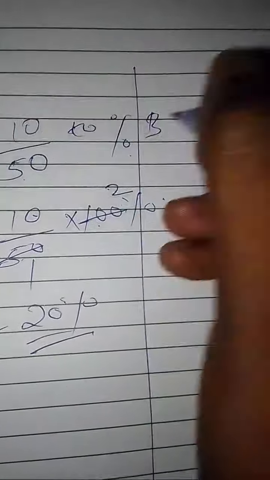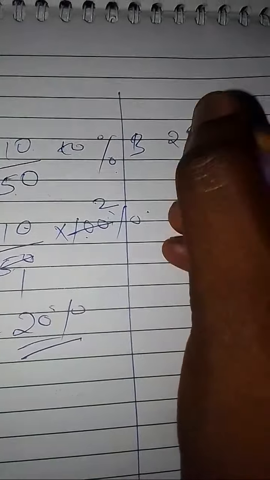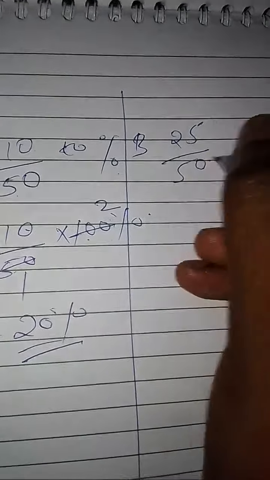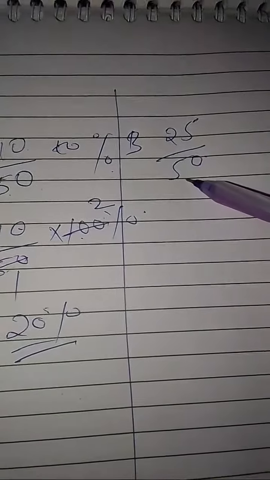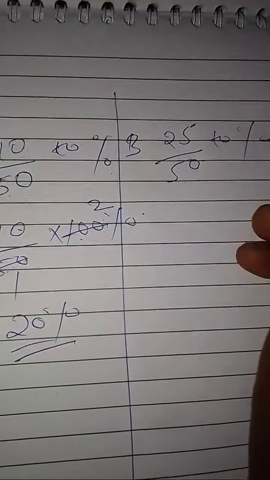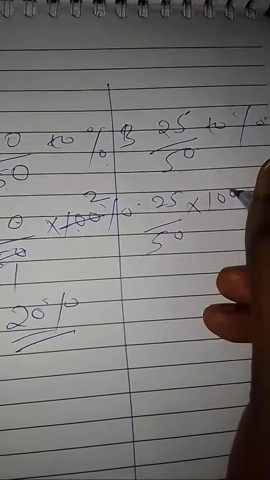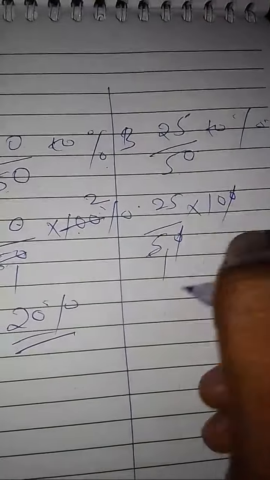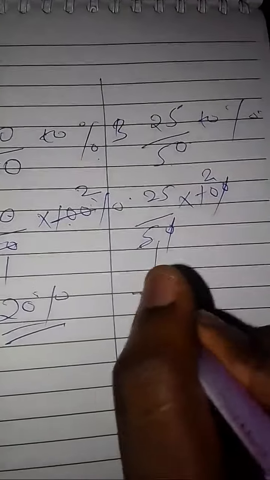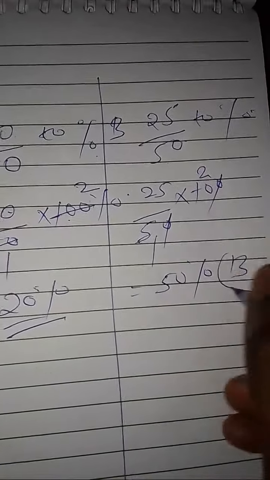Student B is getting the same equivalent marks. Student B is getting at least 25 out of 50. So let's convert this into a percentage. We shall have 25 out of 50 multiplied by 100%. So 0 cancels 0, 5 once, 2. So the answer is 50%. This one is for student B. This one is for student A.